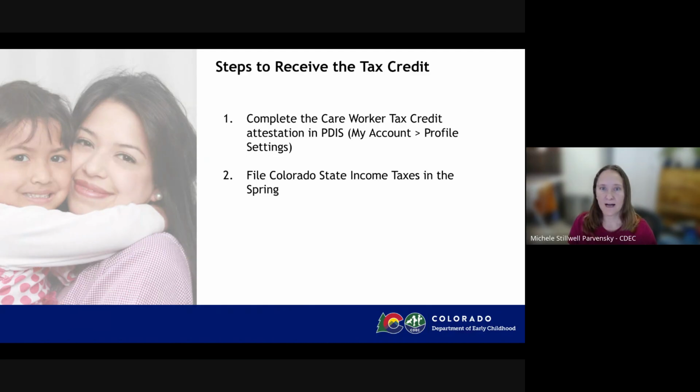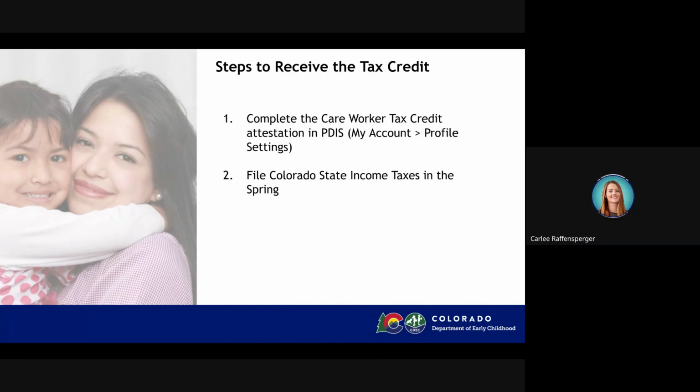For that, the deadline, I think, let me check on that. Elaine might be able to answer. I think it's December 15th is when they need to submit that. Oh, December 1st. Thank you. December 1st for the ECPC for being able to qualify for the early childhood educator tax credit. For this care worker tax credit, it is not a requirement that you have your ECPC.